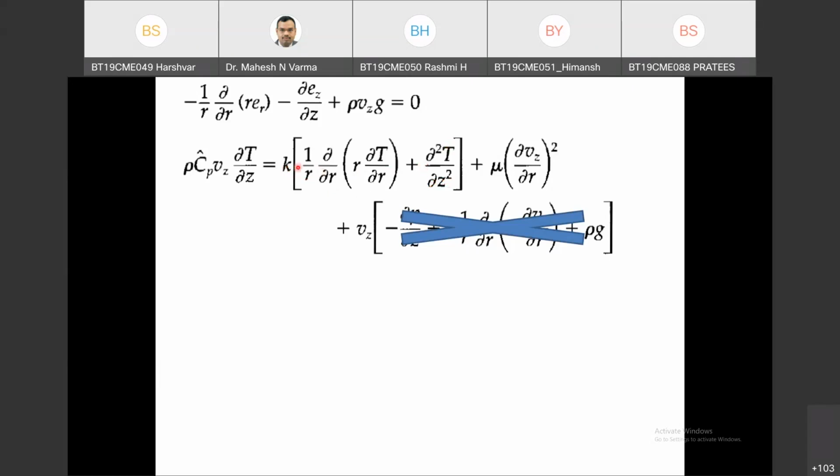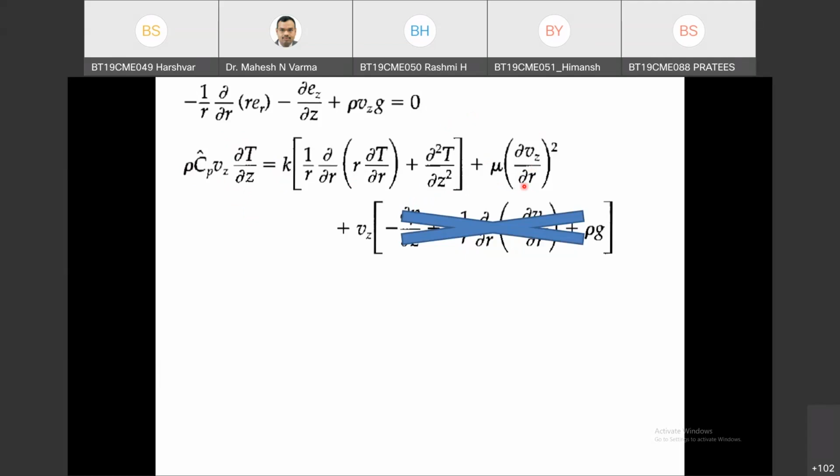Very good. We can say that. This K into d2T by dz square is an indicator of conductive flux in Z direction, and this term is the convective flux in Z direction. So conductive flux is negligible as compared to convective flux in Z direction, hence it can be neglected. Now, why can this other term be neglected?